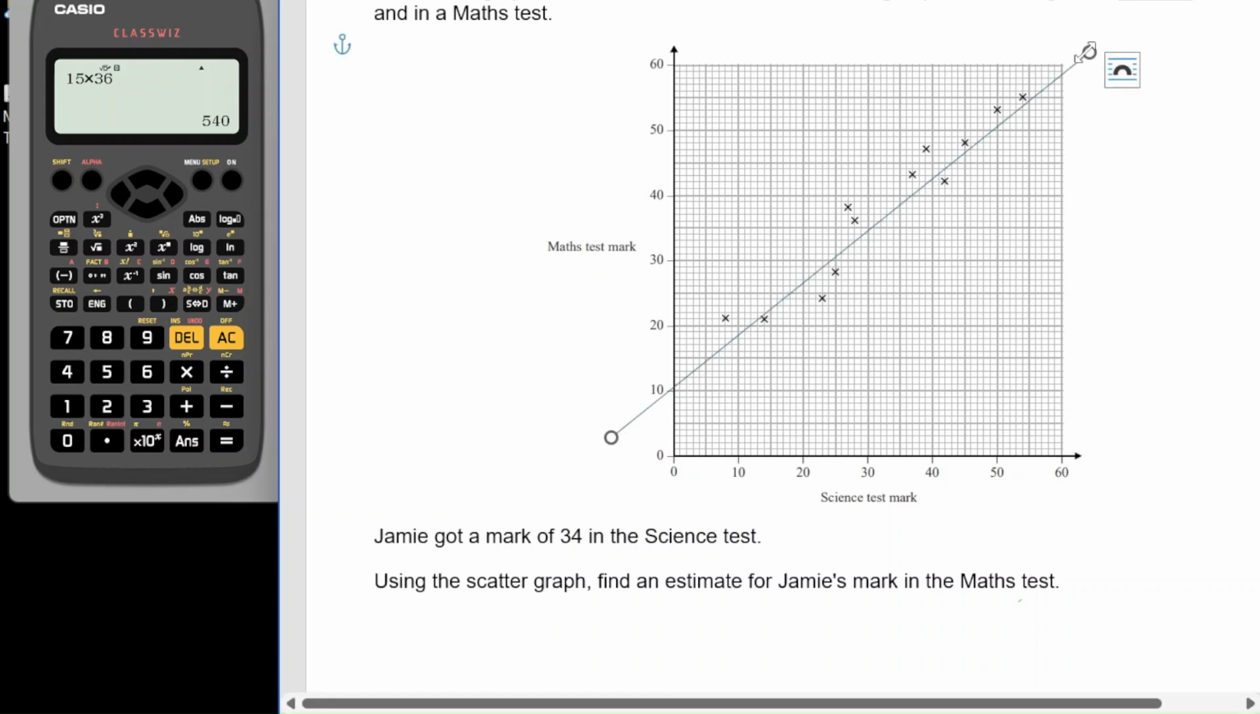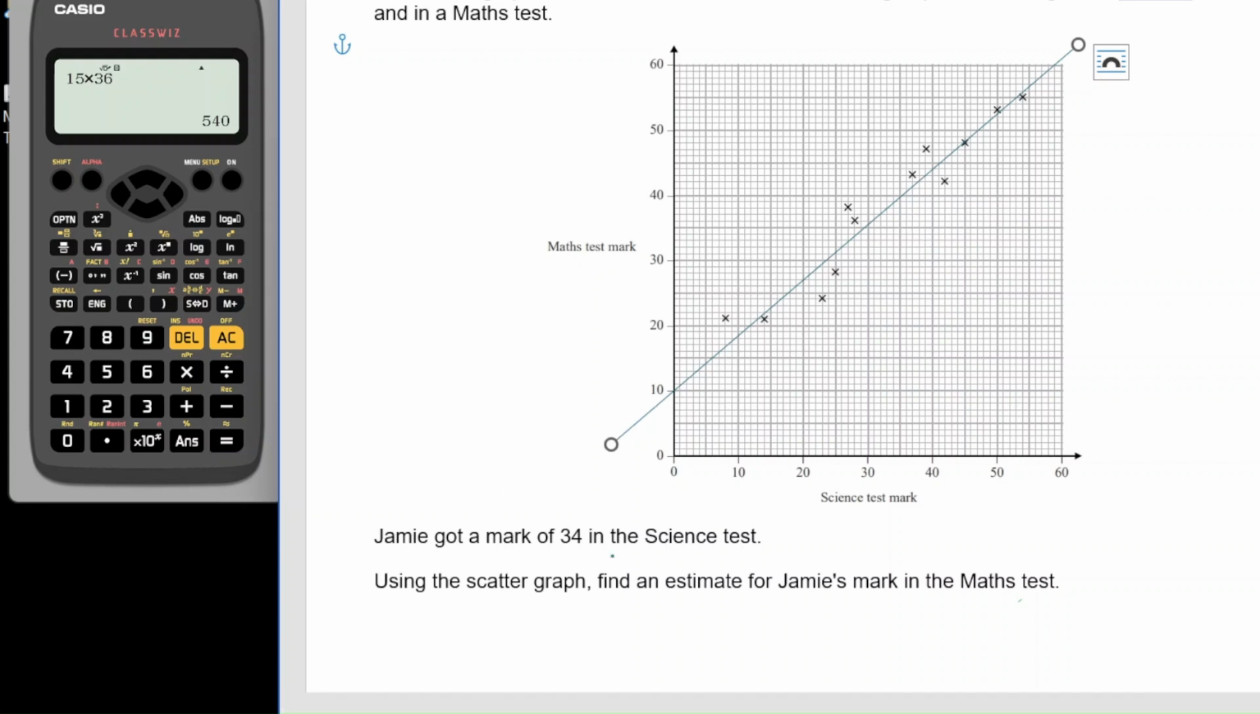A line of best fit is just a line that best represents the data. It doesn't need to go through any specific points, doesn't need to go through 0, 0, but we need a line that best represents the data. I mean, there's always a range of error on this, but I'm going to go for that roughly. Jamie got 34 marks in the science test, so this is the science test on the bottom axis. So 34, we're looking at going up.